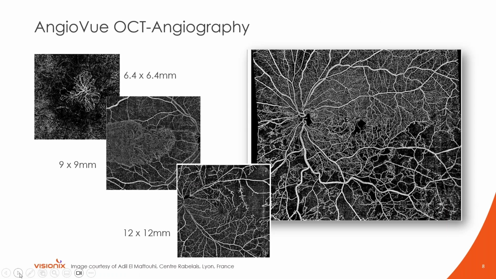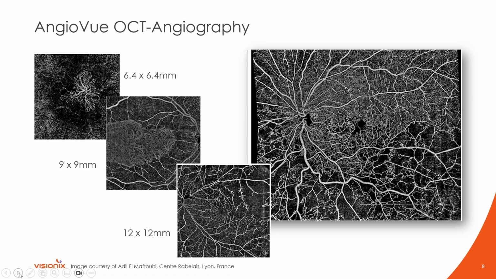This is a beautiful example of this technology, of Visionics' technology, of how amazing the images are. These were taken on the Solix, which is the newest technology. You can see there's a 6.4 by 6.4, which means 6.4 horizontal by 6.4 vertical. 9 by 9 gives you more depth, more height, and then 12 by 12. And you can see on the right a very wide field angiogram, where the clarity is outstanding.